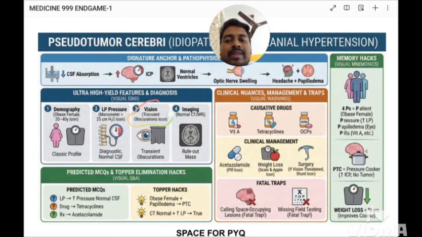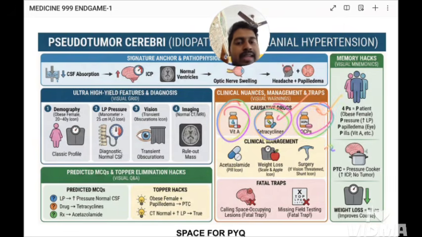And then there are visual disturbances, transient obscurations of the image, that is transient blindness. On imaging, everything is normal. So basically what determines the diagnosis is the context of the disease, along with increased pressure, and then you have papilledema. These three are very characteristic. So what are the causative agents? One is vitamin A, retinol and carotenoids. Second is tetracyclines and OCPs. These are known to cause it.